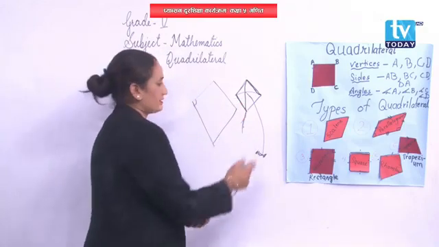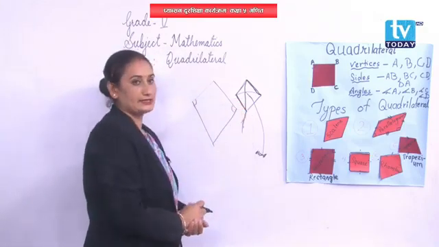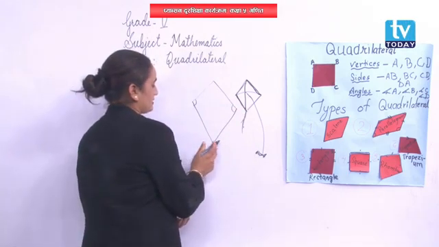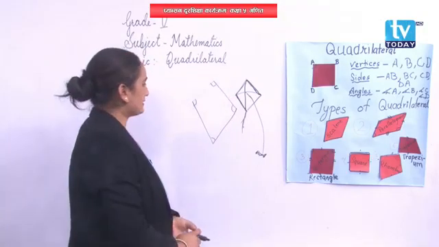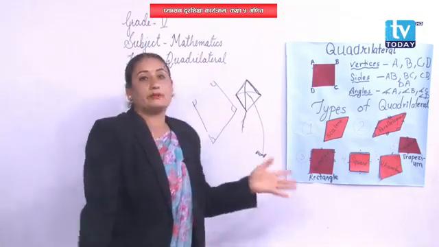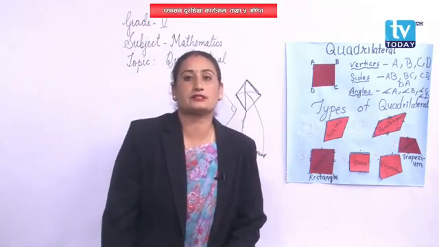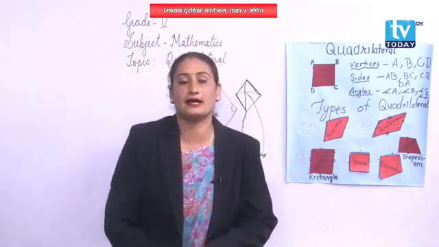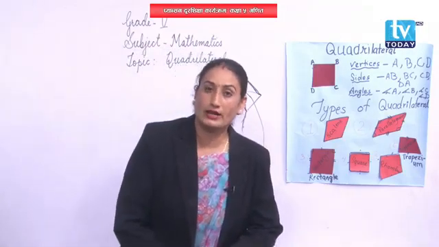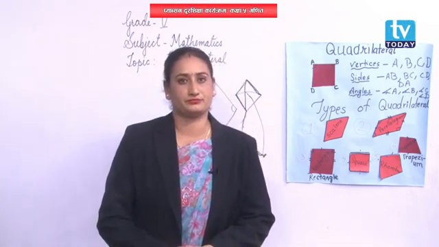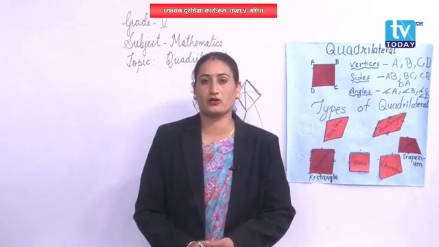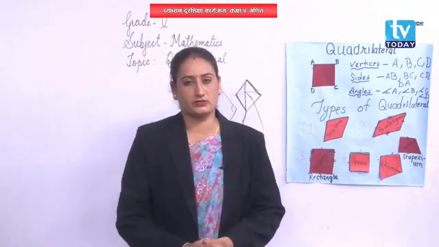This angle also, it's not exactly 90 degrees. Here, obviously, it is not 90 degrees, and the upper side also is not 90 degrees. So all the sides will be equal, but none of the angles are 90 degrees. That's why we call it a rhombus quadrilateral.